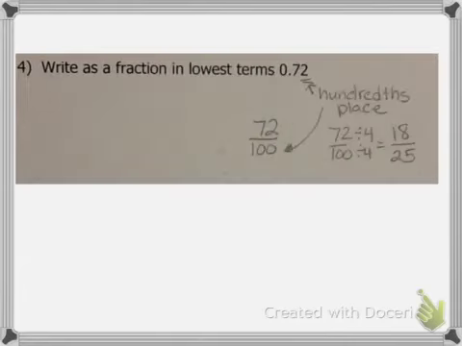Number 4, write as a fraction in lowest terms. This is 72 hundredths. The 2 is in the hundredths place, and the last digit in our decimal determines what is going to be in our denominator here. You'll notice if the 2 is in the hundredths place, so we need 100 in the denominator, and the 72 goes up in the numerator. From here we can divide. I know that 4 goes into both numbers, so if I divide 72 by 4 and 100 by 4, we end up with 18/25.